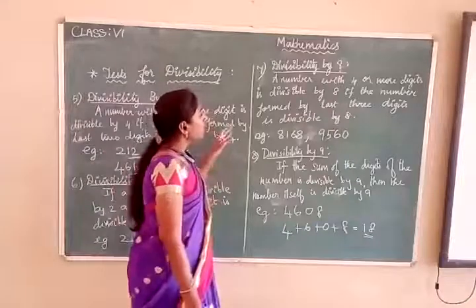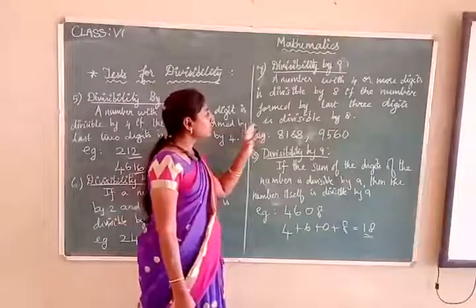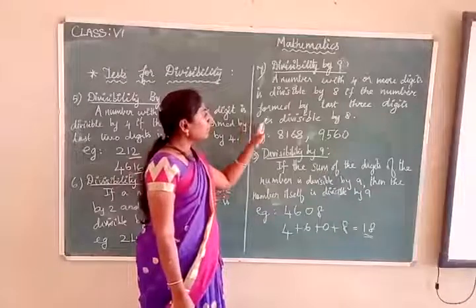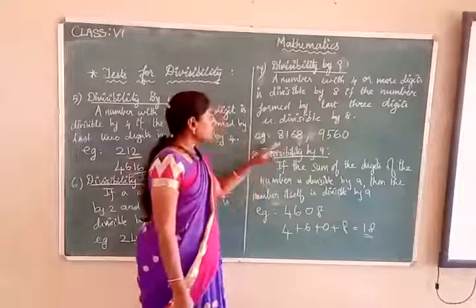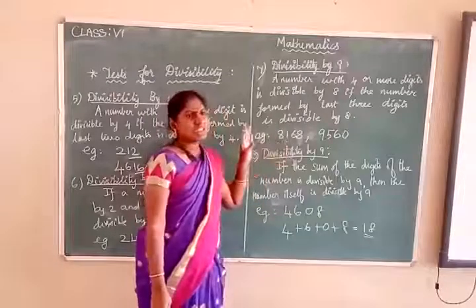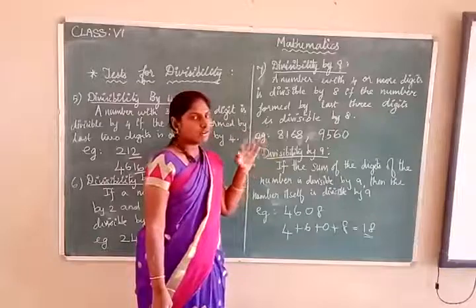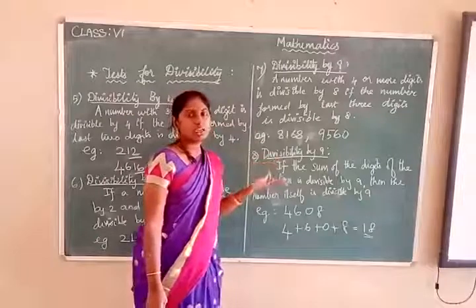Divisibility by 8. A number with 4 or more digits is divisible by 8 if the number formed by the last 3 digits is divisible by 8. Clear? See, look here. If a number has 3 digits and we have to find its divisibility by 8, we can do the normal division and find it.